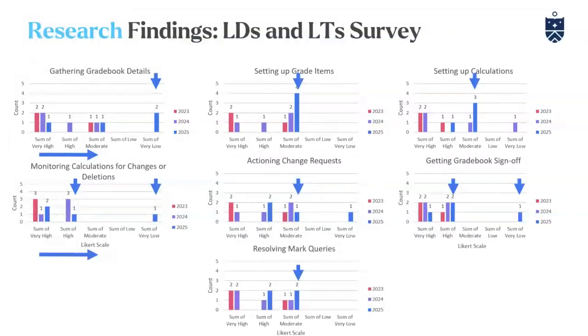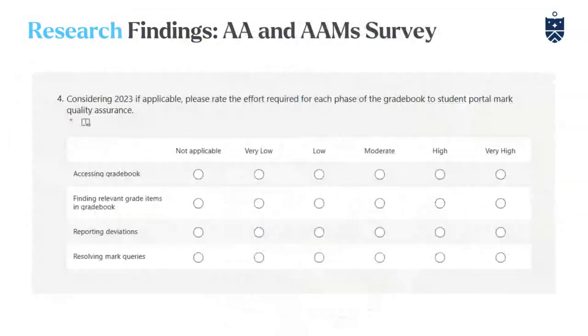We can also then move on to the results that we saw for our academic admin teams. We also posed similar survey questions to these teams. Against the 3 years, we asked them also on a Likert scale to indicate their effort required for different phases of gradebook readiness, quality assurance of marks, specifically looking at accessing gradebook, finding relevant grade items in gradebook, reporting deviations, and resolving mark queries.